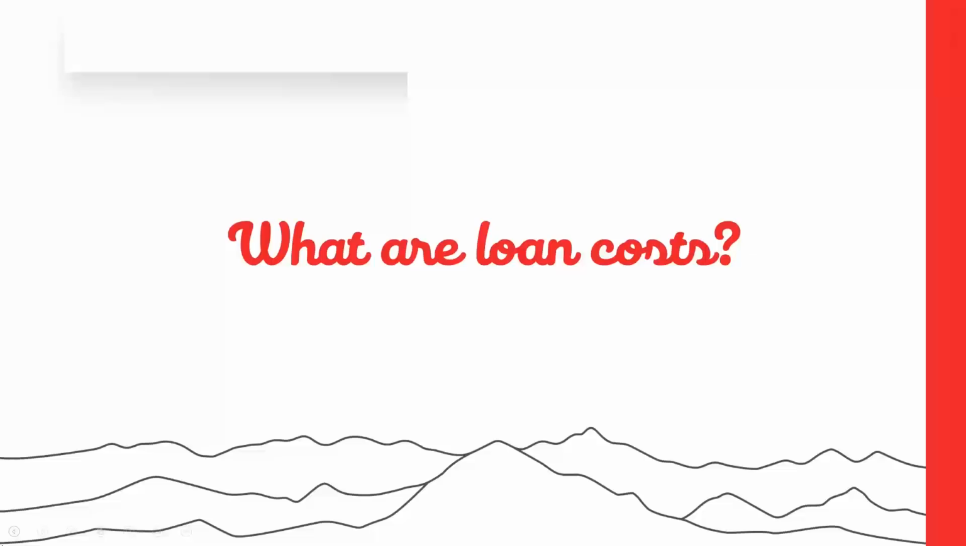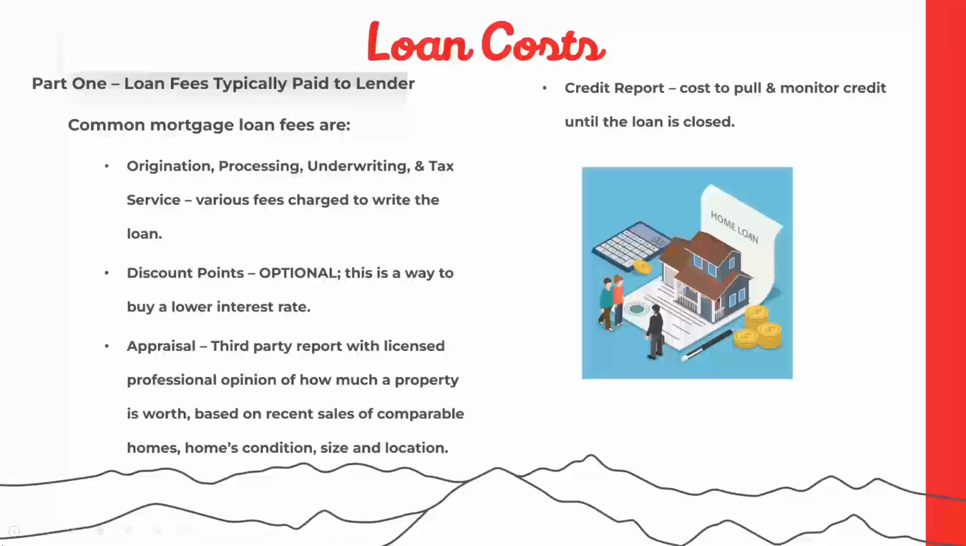Next, we have what are loan costs. We're going to split this up into two sections. This first part are fees paid to the lender. Common fees are origination, processing, underwriting, and tax services. This helps me and my team originate and write the loan and continue to help other members buy homes in the state of Utah. Other loan fees are discount points.